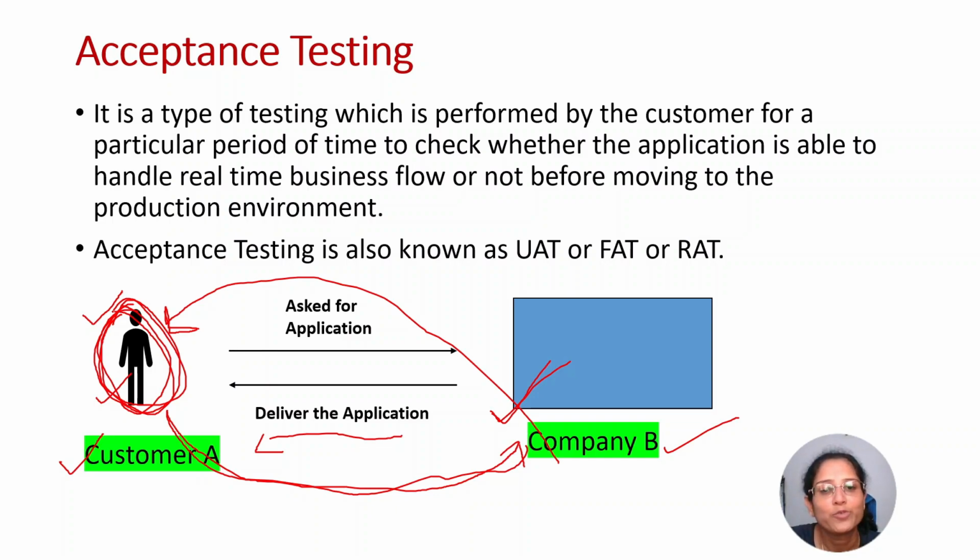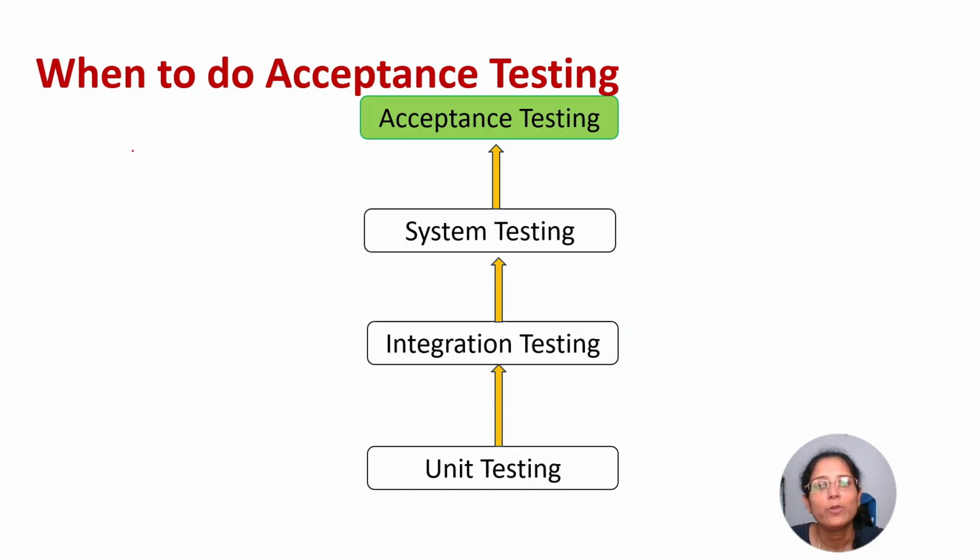That is the approach for performing acceptance testing before the application moves to the market or is released to the production environment. Now understand when we should go for acceptance testing. First we'll be doing unit testing, then integration testing, then system testing, and the last phase is acceptance testing before going to production.